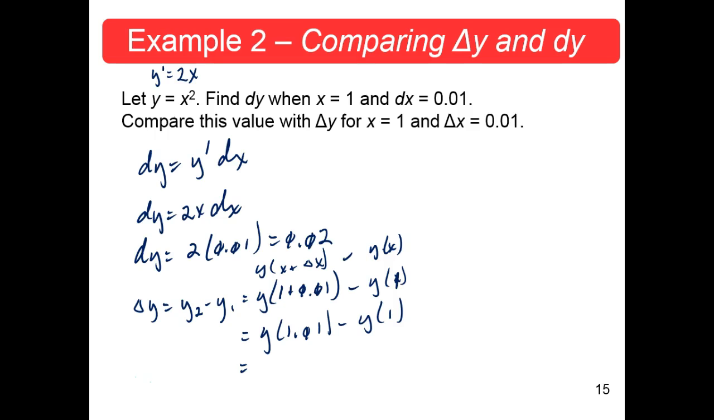You want that at 1 plus 0.1. 1.01. So what do you do? Why is it 1.01? Because it says, compare this with delta y. Delta y is y2 minus y1, which is y at the second value minus y at the first value. Y at the first value is when x equals 1, okay? Y of 1.